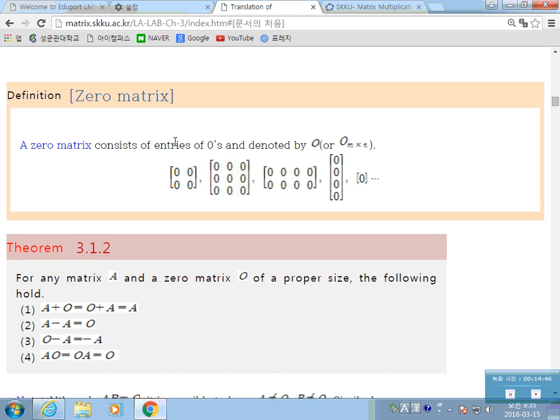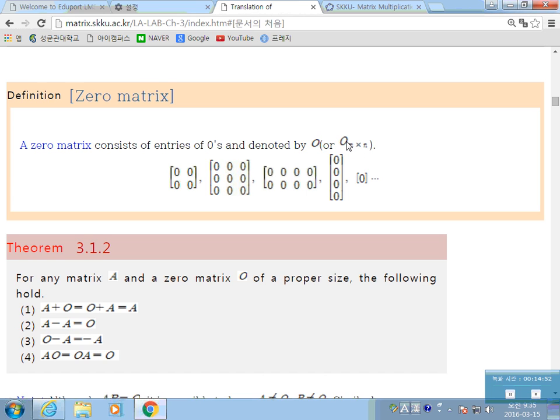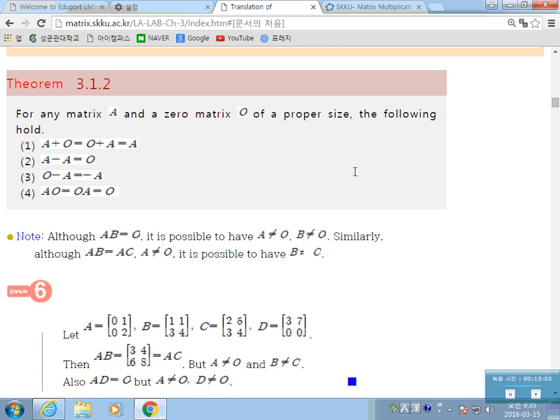Next definition is the zero matrix. The zero matrix consists of entries of zeros and is denoted by 0, like an m by n zero matrix. This is a 2 by 2 zero matrix, and this is a 2 by 4 zero matrix. And this is a 1 by 1 zero matrix. That's a generalization of real numbers to matrices.